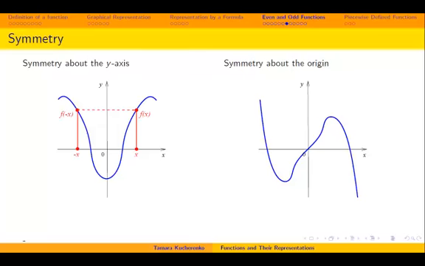The functions with this property are called even. f is an even function if for every x in the domain, negative x is also in the domain of f, and the value f of negative x equals the value f of x.